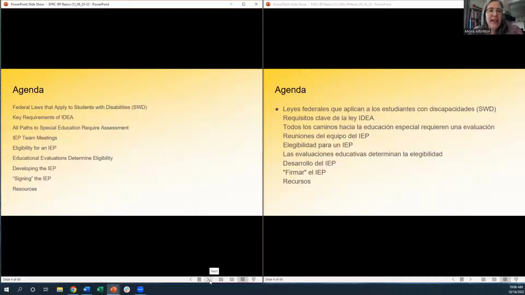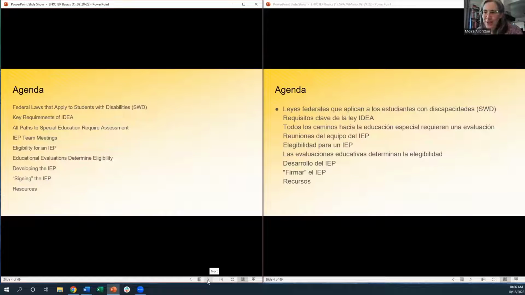Then we're going to look at how educational evaluations both determine eligibility, but also tell us where we're going with this IEP. We're going to talk about the IEP process. And then we're going to talk about your options when it's time to sign the IEP. And then we'll quickly review some resources that are available to you and get right to Q&A. So it's ambitious, but totally doable.